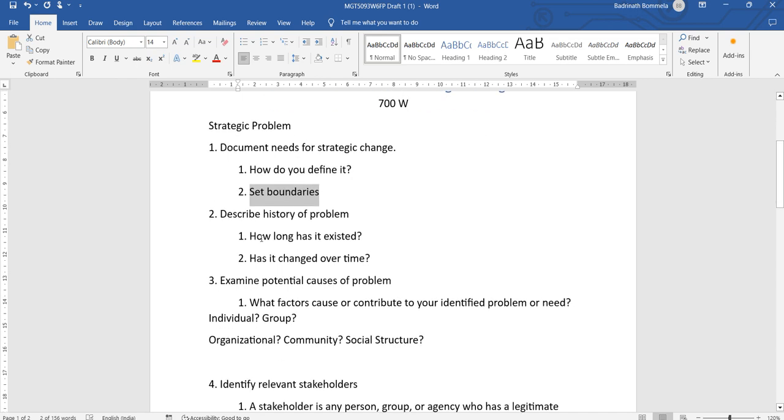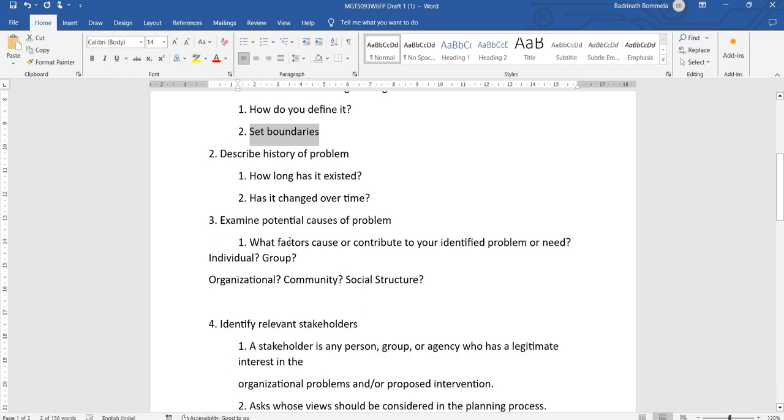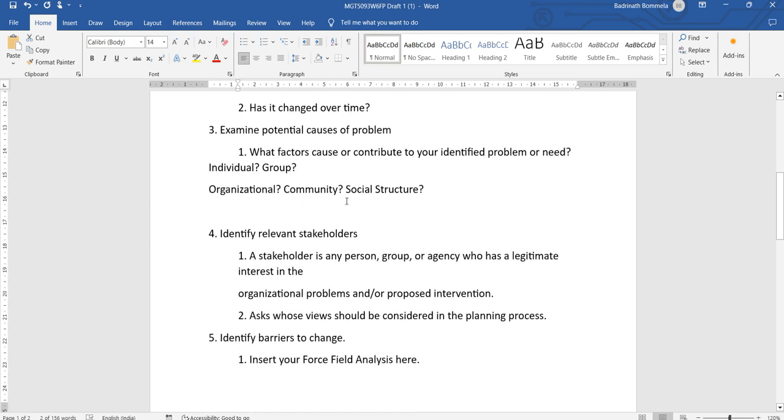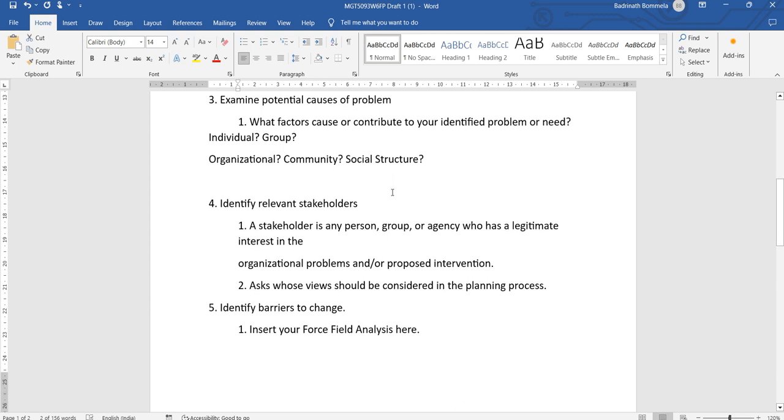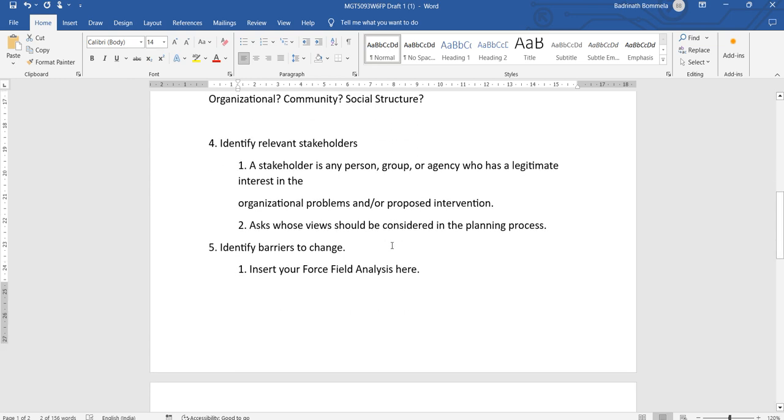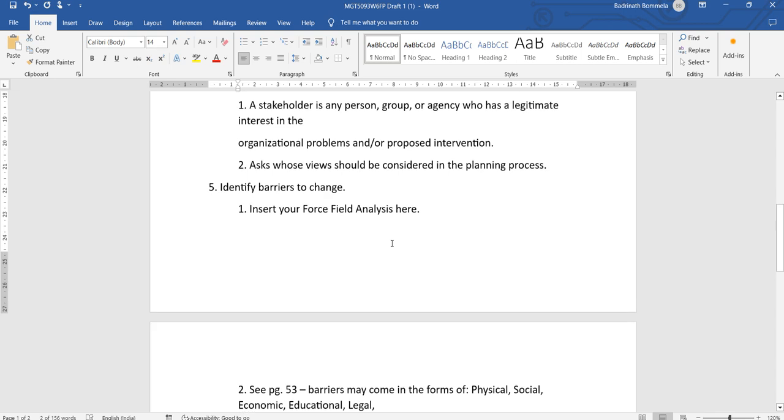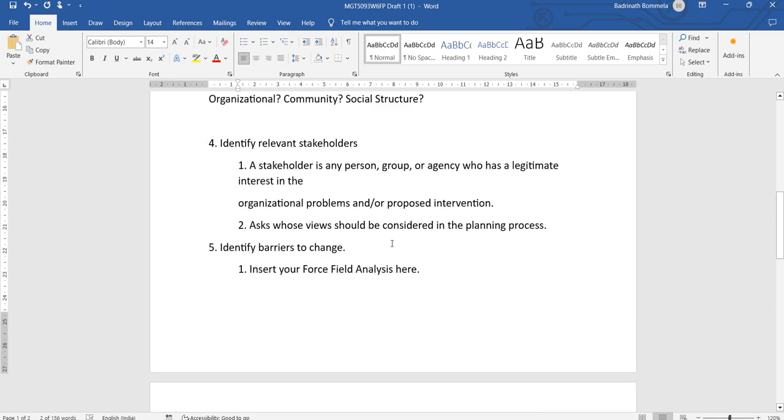Next, we should speak about the history of the problem, then exceptional causes, like what are the main reasons for that problem, which should be discussed. We also discuss what kind of problem it is, whether organizational, community, or social structure related. What factors caused that problem should be clearly explained. Next, we speak about the different types of stakeholders associated with that strategic problem, which should be clearly explained, along with what views each kind of stakeholder has about the strategic problem, and their views on the planning process.